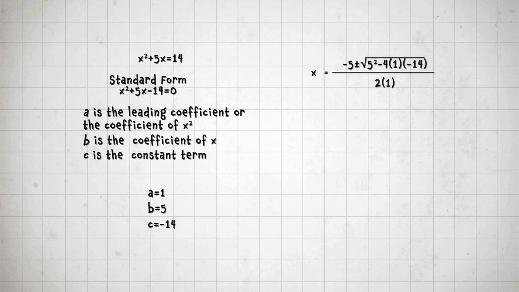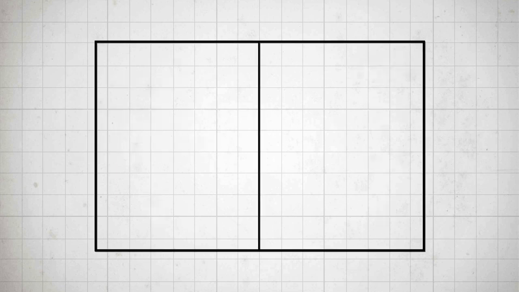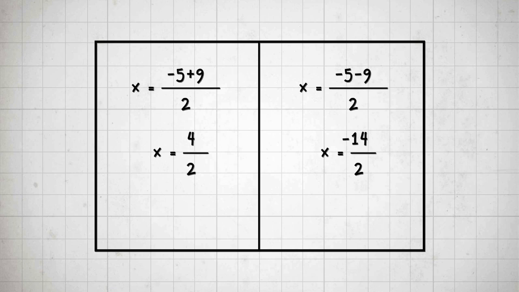Next, we substitute these values in the quadratic formula. Then we evaluate the expression under the radical sign and the one in the denominator. In our example, the expression under the radical sign is simplified into 81, which is a perfect square number, and its principal root is 9. At this point, we must write two equations using both roots of 81, positive and negative. So, upon calculation, the roots obtained are 2 and negative 7.